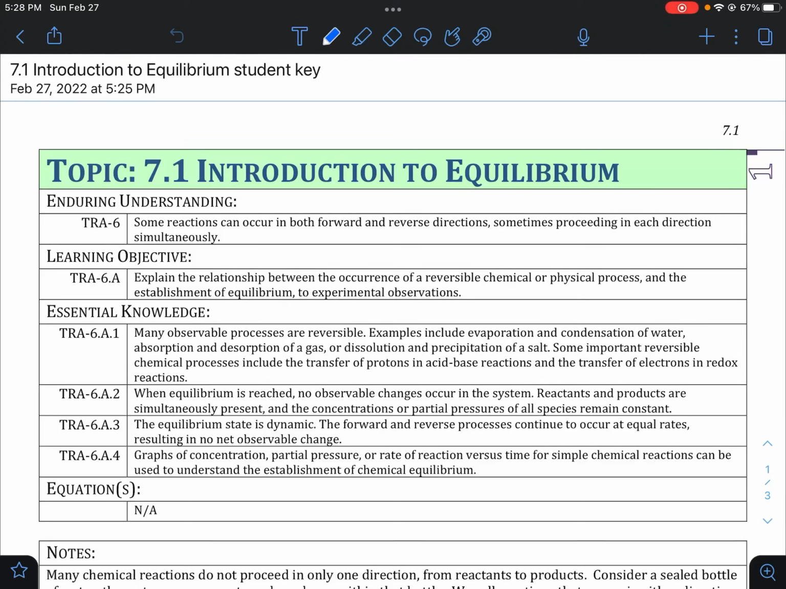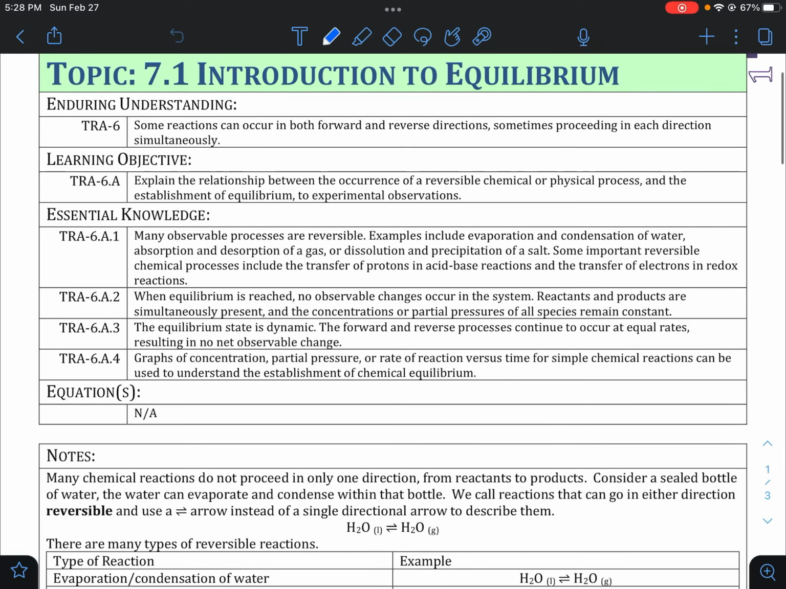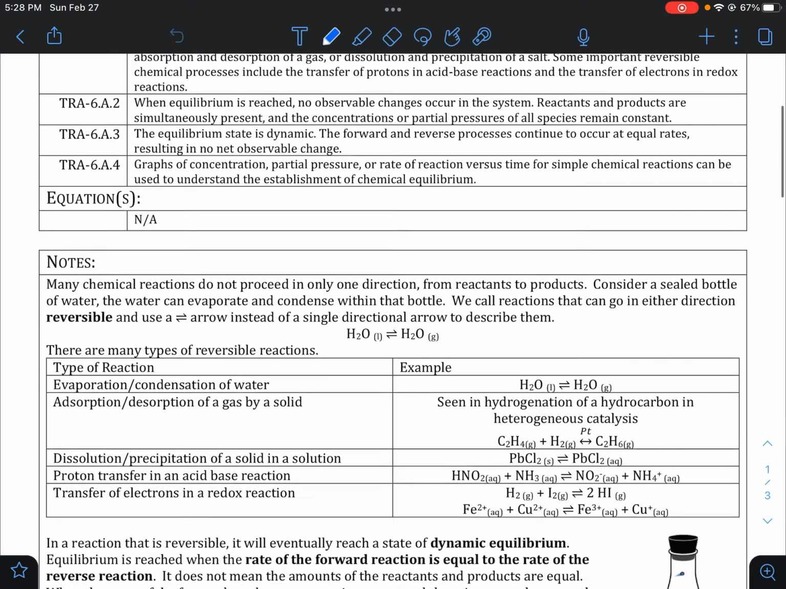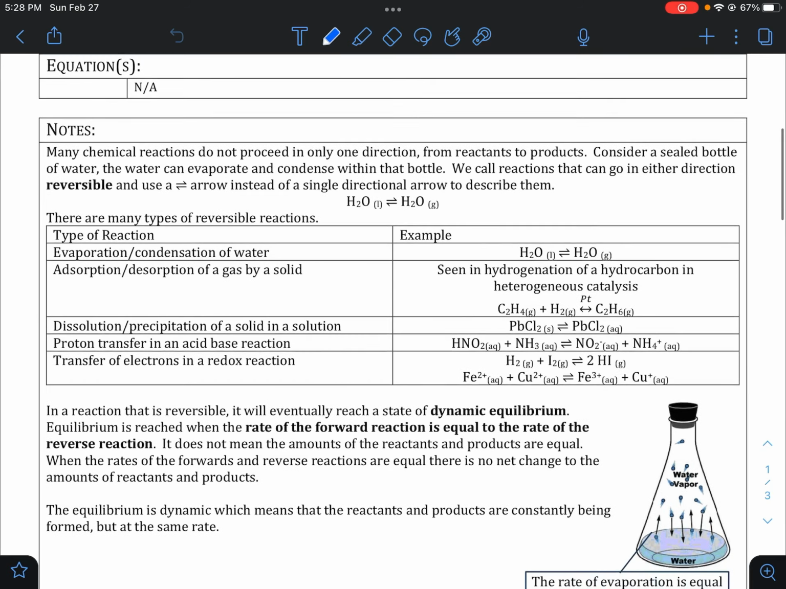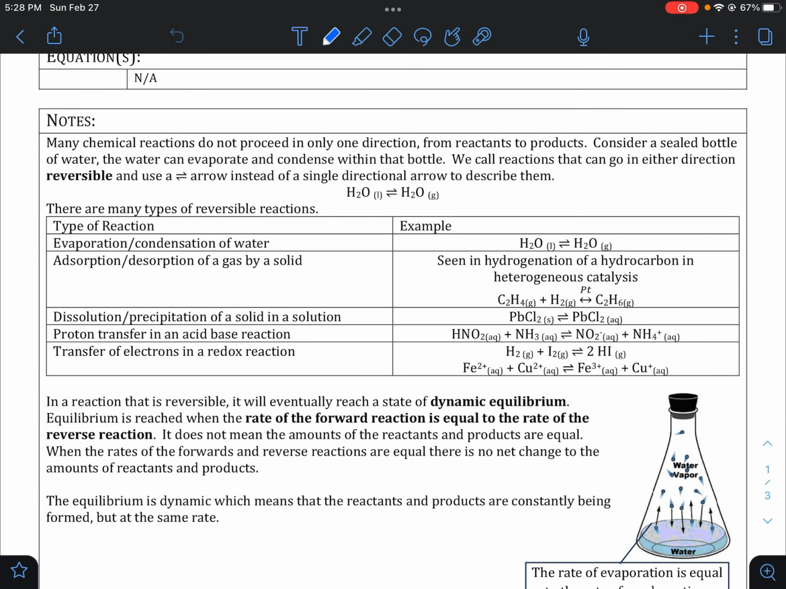This is the answer key video for the topic 7.1 practice problems on the introduction to equilibrium. Again, we've talked about equilibrium at a very, very surface level in our other units, but this is actually where we get into this concept of equilibrium. Essentially, equilibrium is talking about moving things forward and backwards.